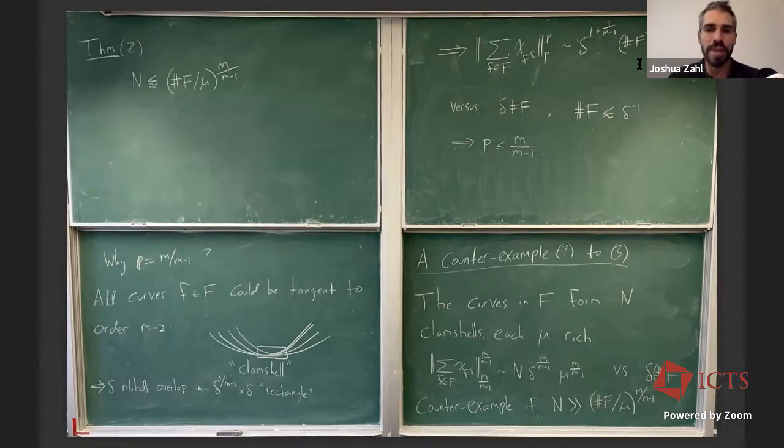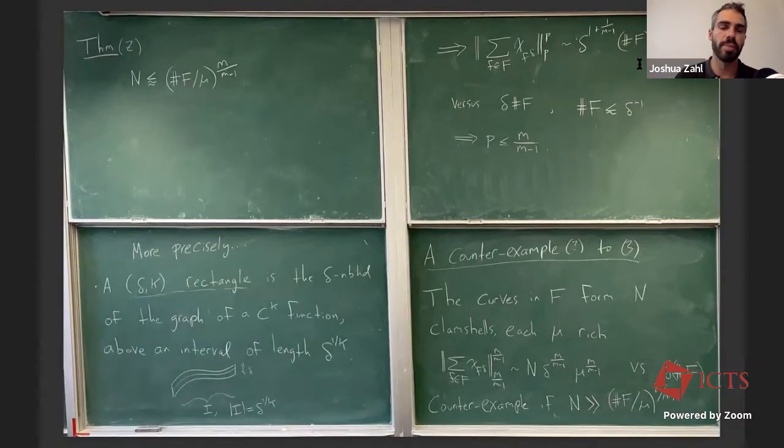So with the definitions on the bottom right, where I have these clamshells, and I can ask how many clamshells are there allowed to be? Well, it's at most the size of F over mu to the m over m minus 1. So this is saying that the attempt to create a counterexample that we discussed in the bottom right is not going to succeed. Okay, so that's a little bit vague. Let's try to be a little bit more precise.